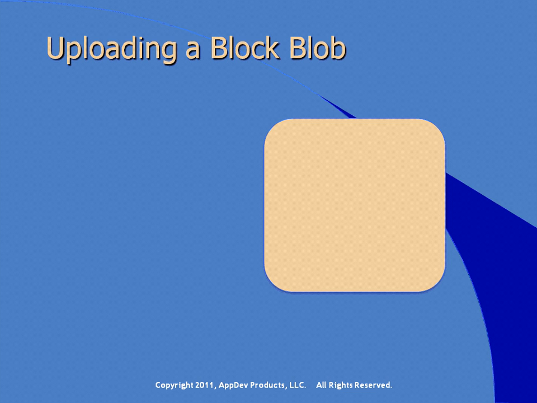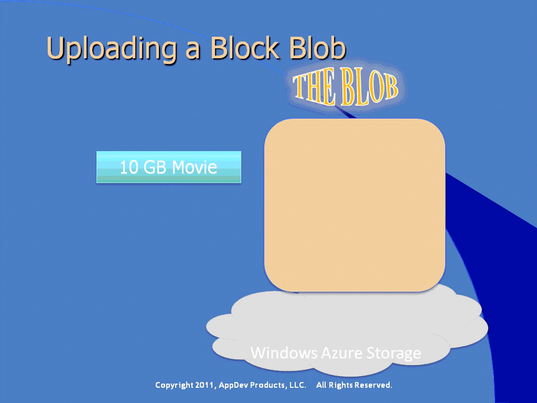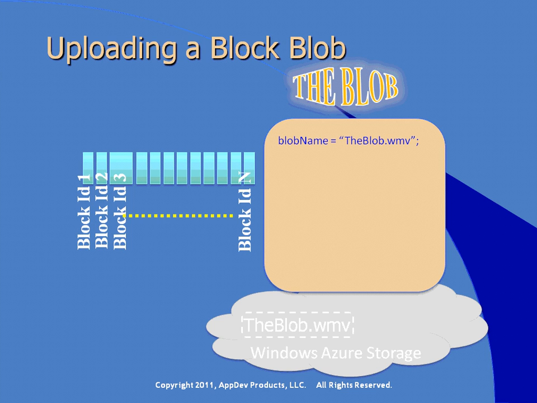So let's take a look at uploading a blob using the block blob method. Here we have our blob storage in Windows Azure and the 10 gigabyte movie that we would like to upload to our blob. The blob name is the blob.wmv, and the way to do this is to basically break this blob up into chunks. Each block can be a maximum of 4 terabytes in size, but you can have as many blocks as you want. So in this case, we have block 1 through block N.